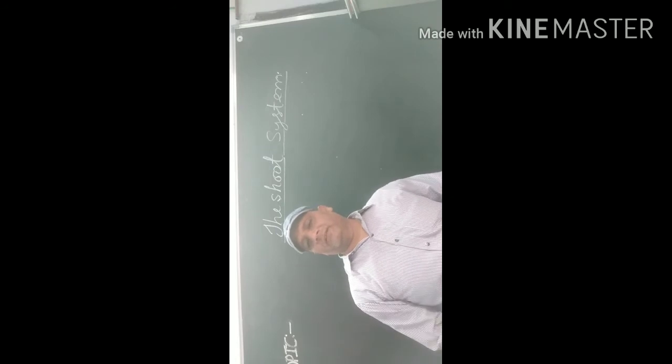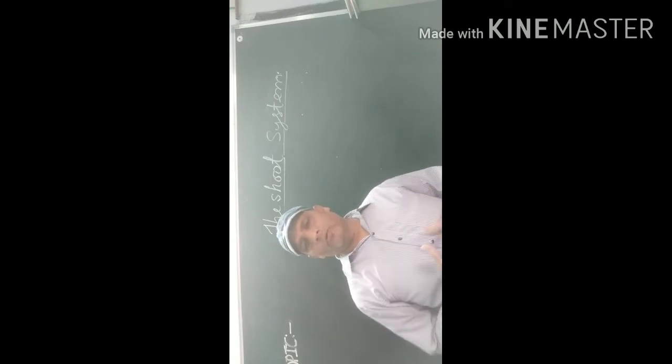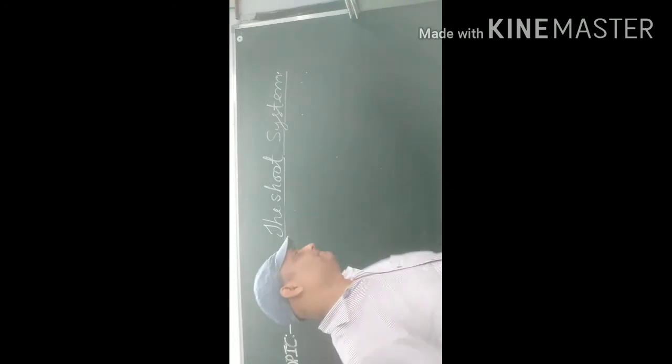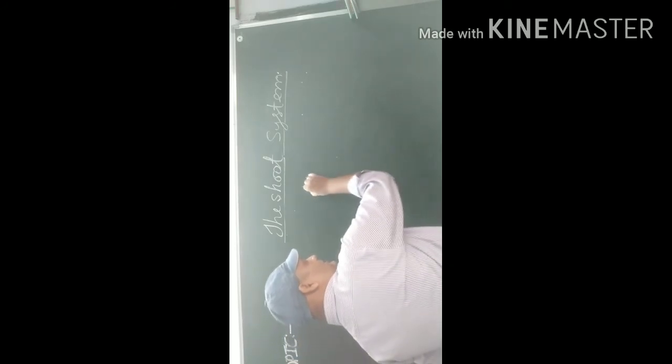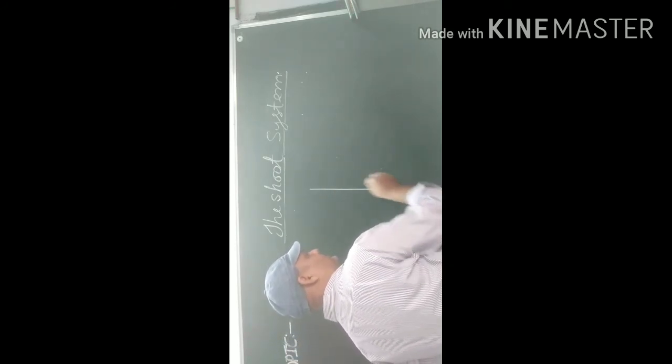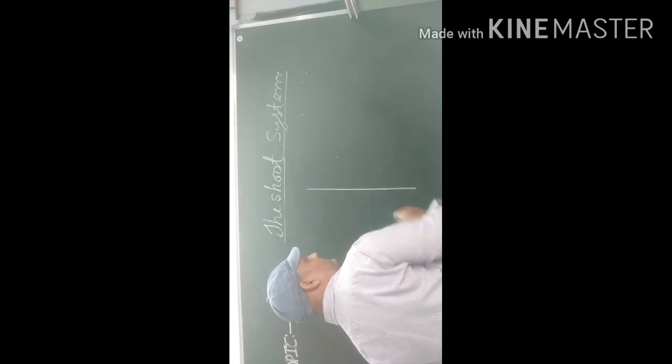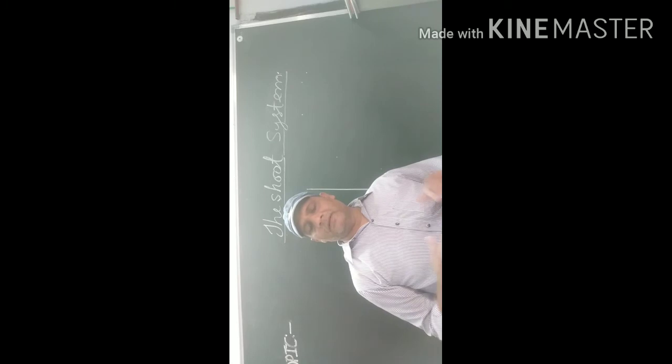Next is phyllotaxy. The arrangement of leaves on the stem. The pattern of arrangement of leaves on a stem is known as phyllotaxy. This is found in various forms: alternate form, whorled form, opposite form.